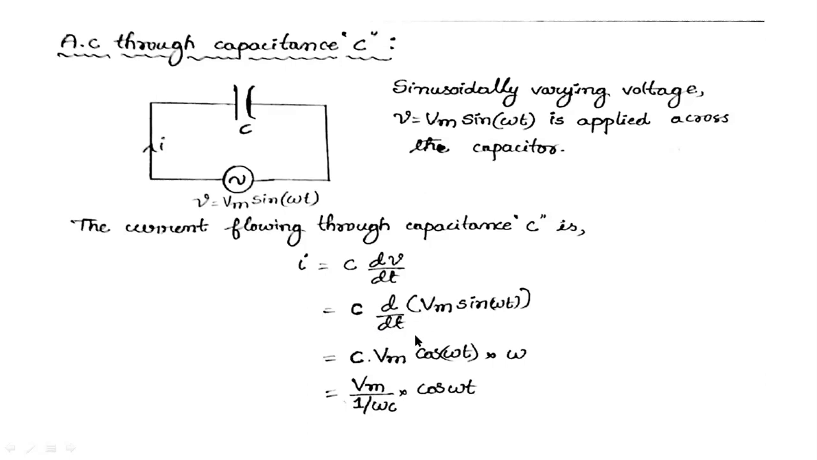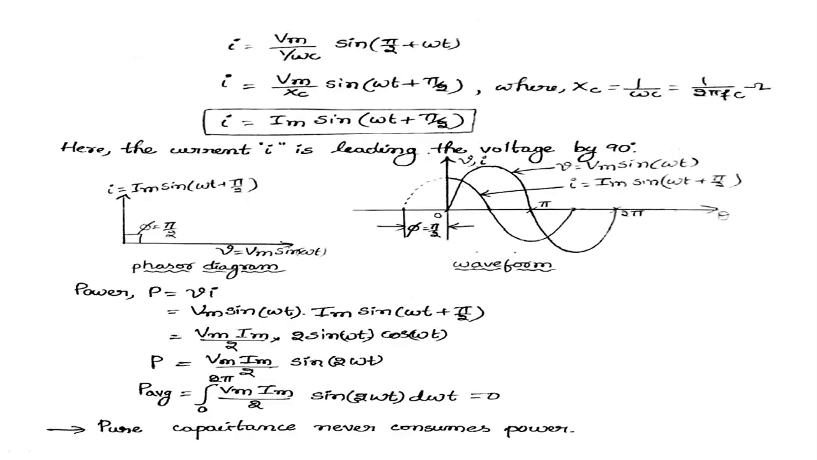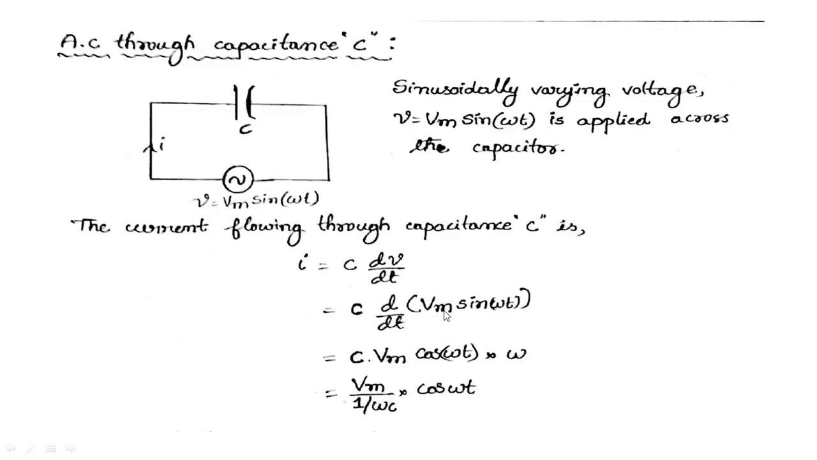I equals C Vm d by dt of sin omega t, which gives the differentiation of sin omega t as omega cos omega t. Then I write Vm by 1 by omega C, taking omega and C down, into cos omega t. Then further simplification, I equals Vm by 1 by omega C into cos omega t.